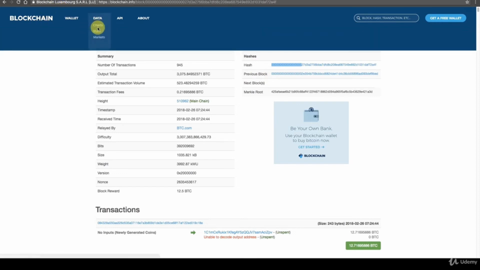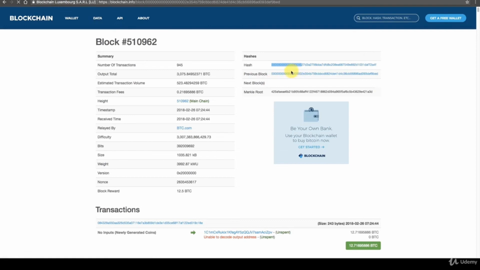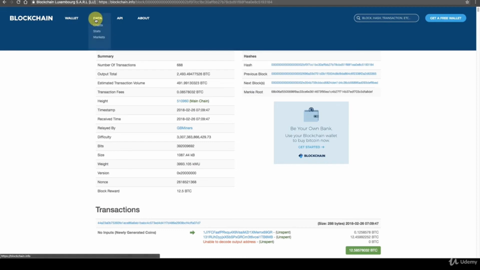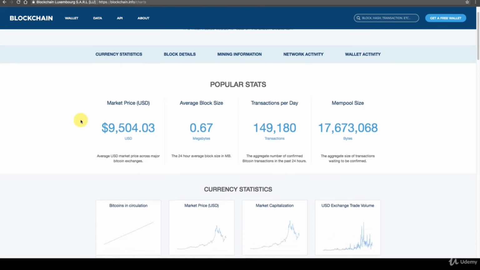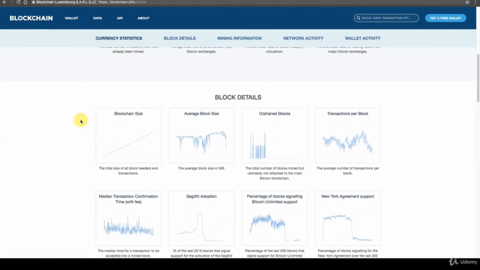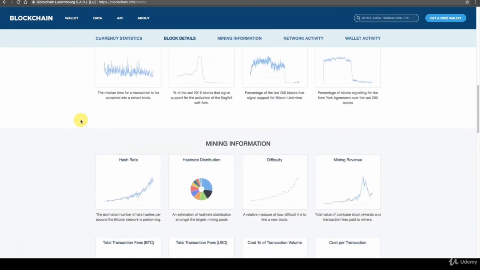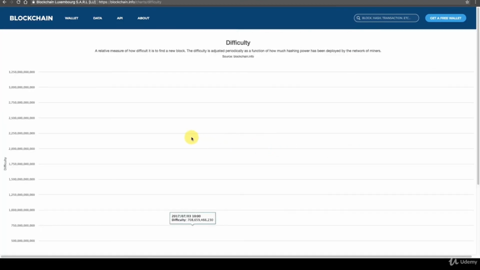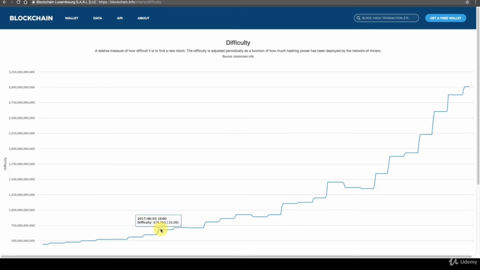So the best way to do it is to look at a couple of blocks, and you'll see that they all have the same number of leading zeros, 18. Okay, that's number one. And the other thing is, what did I want to do? Oh, I wanted to look at the charts. So what I wanted to show you is difficulty. Where is difficulty? Mining information, difficulty. There we go. If you look at difficulty, you'll see the stepped chart.